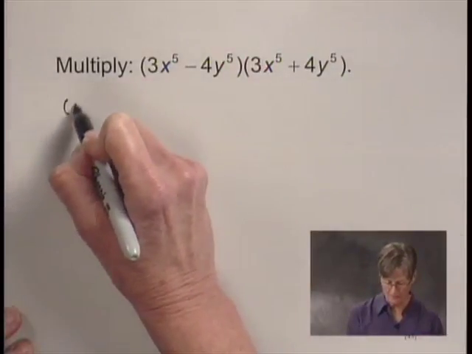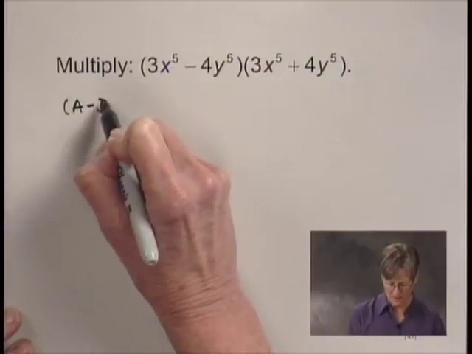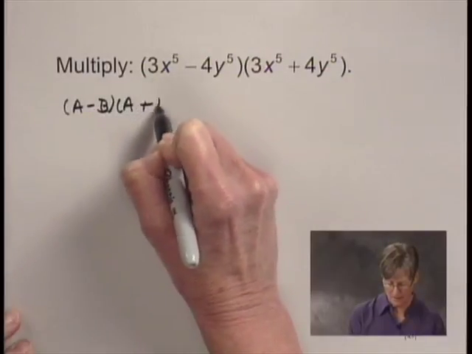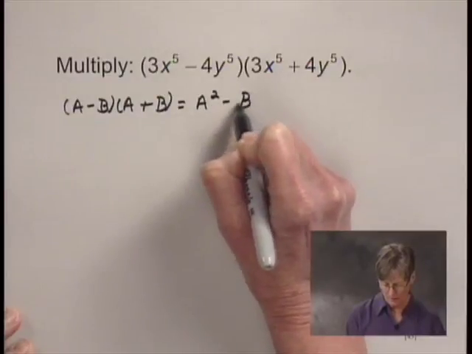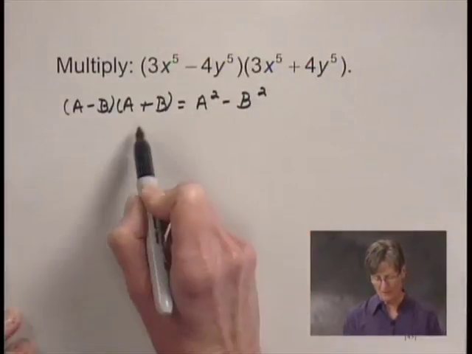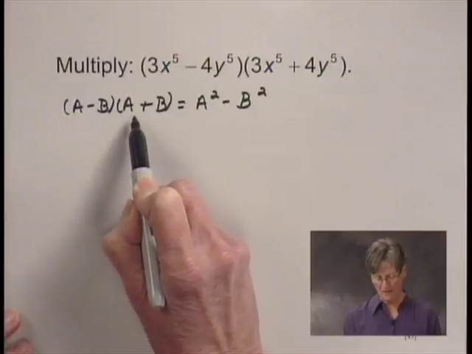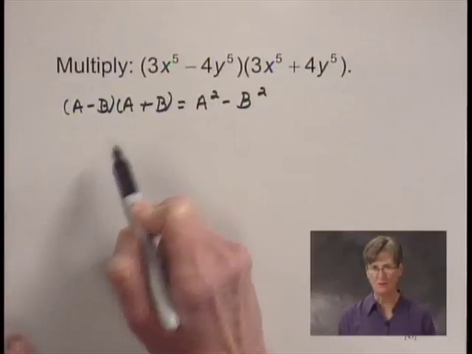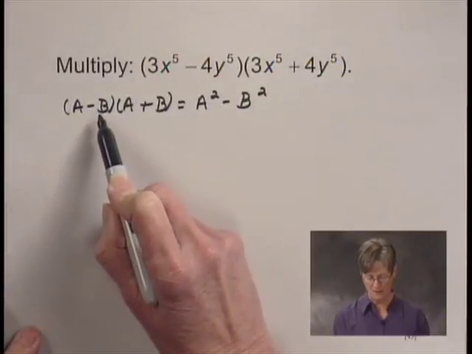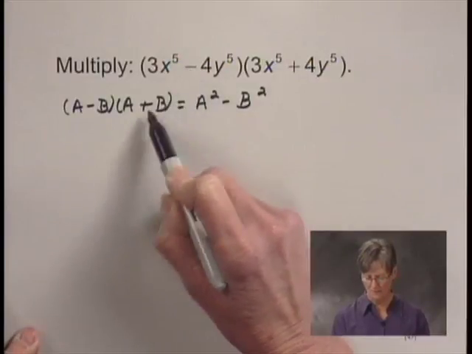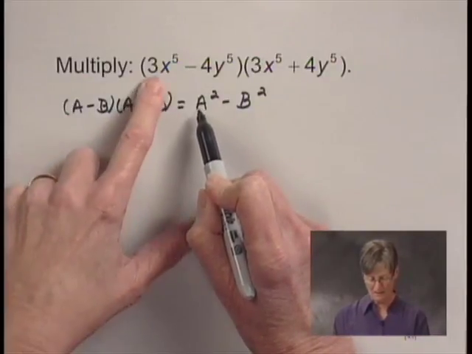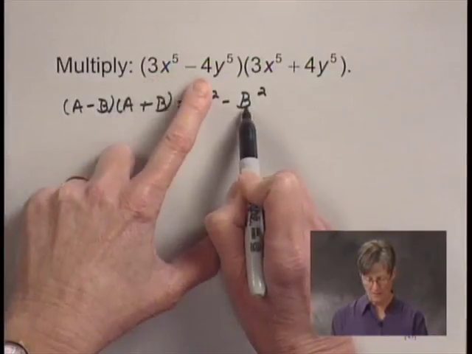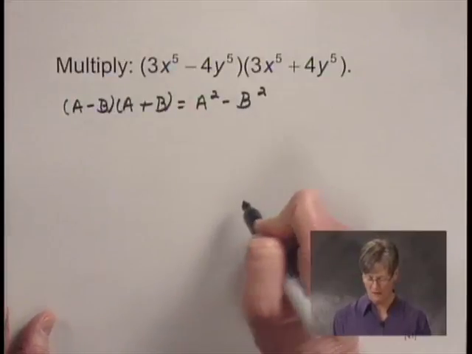If we have a minus b times a plus b, we know that we have a squared minus b squared. Now most of the time you'll see this written the other way around, a plus b times a minus b, but the result is the same. And I wrote it this way because we have the minus sign here and the plus sign here in this particular exercise. In this exercise, a is 3x to the fifth power and b is 4y to the fifth power.